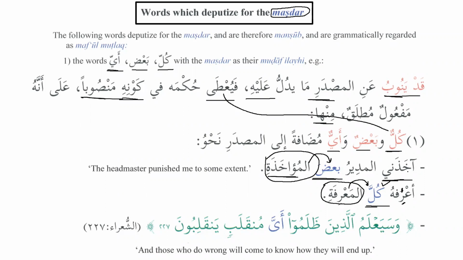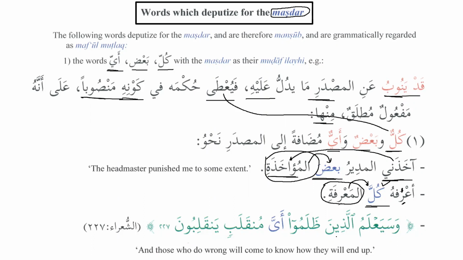For example, akhadha, and after akhadha we can see we have the masdar as well, mu'akhadha. So there are two things that will tell us that ba'da is used as masdar over here, as a deputy for it. Does it make sense? Yes, very well. Thank you so much. Okay, you're welcome.